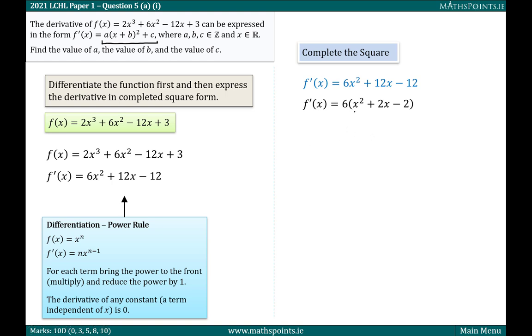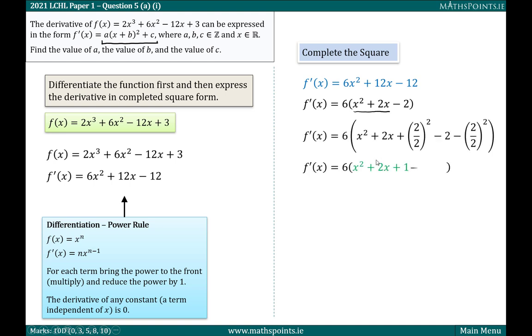We look at the first 2 terms and we leave them unchanged. And we take the coefficient of the x and we half it to give 1. And we square it to give 1. So we're going to add 1 and subtract 1. So we can see it here. We're going to add 1 and subtract 1. We did that by halving the x number and squaring it and then taking that away.